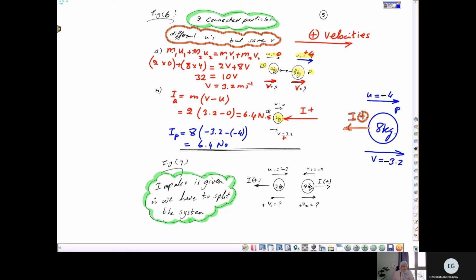Now example 7 is the last one. Two particles A and B of masses 2 kilograms and 4 kilograms respectively.